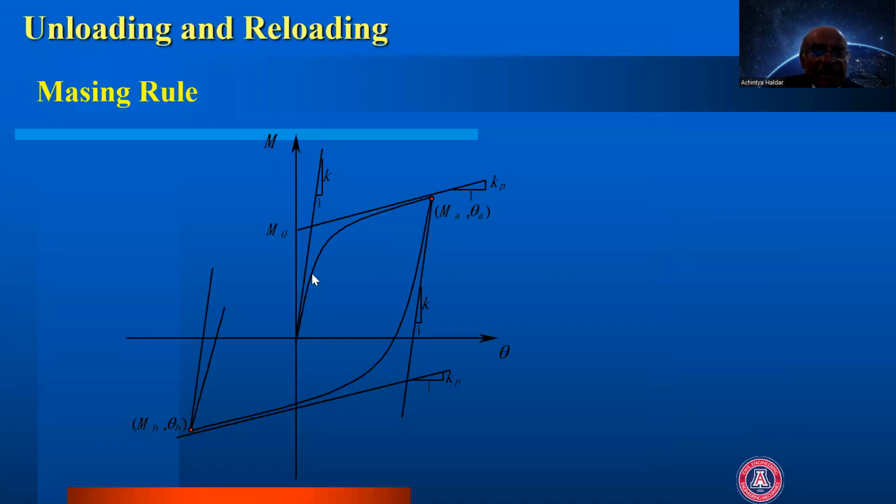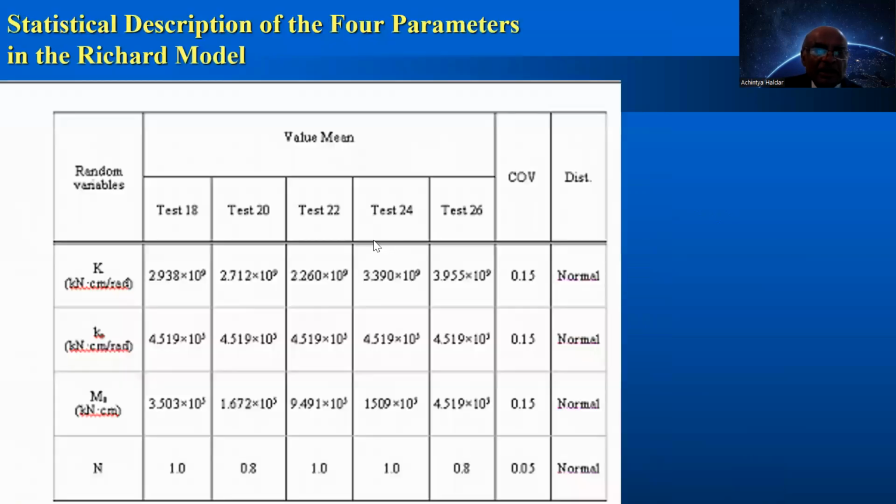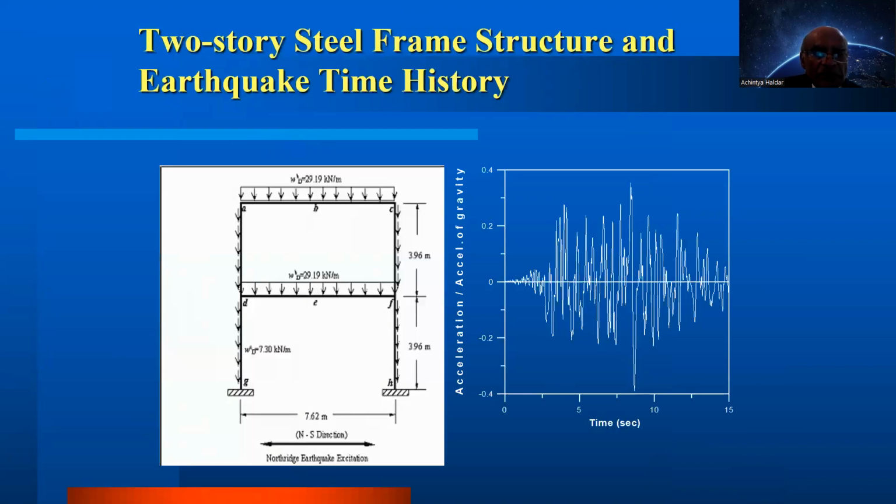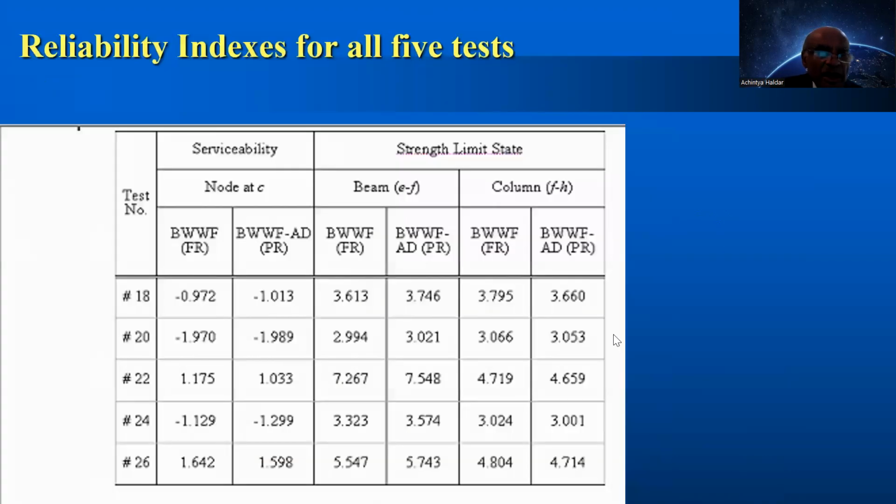We think they did it for the loading part, but for seismic or dynamic loading, we need to have reloading and unloading parts, and we use the Masing rule to develop the hysteretic loop. We then calculated, for those test results, the 4 parameters of the Richard curve, and then we took a 2-story frame, a small frame, so that we can verify using Monte Carlo simulation, excited by dynamic loading, and I am going to give you the reliability index.